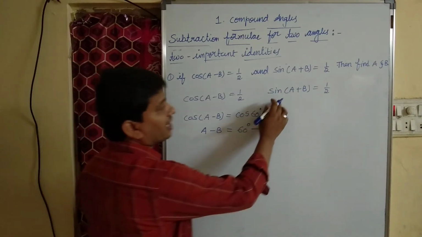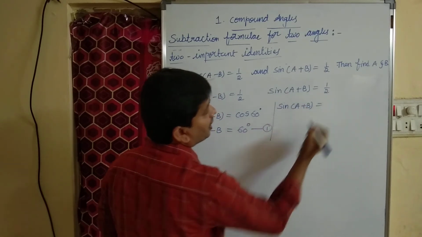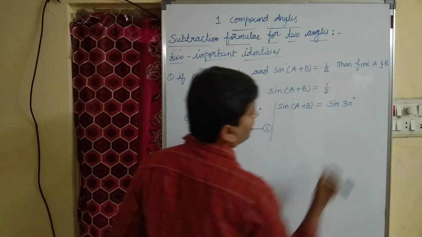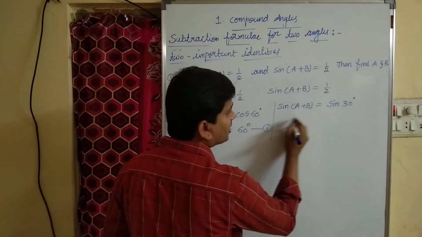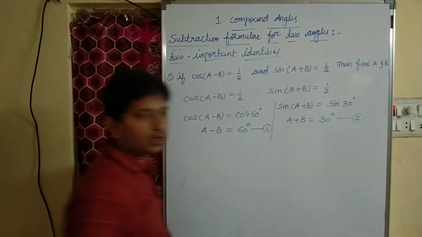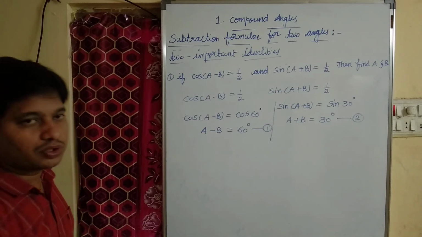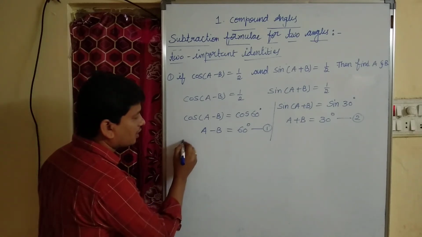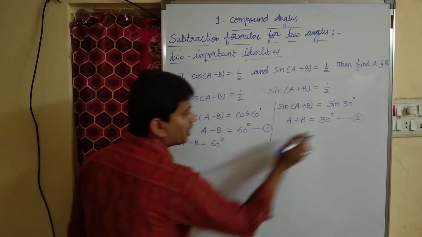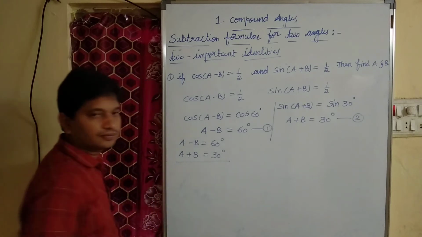Now coming to the second one, given sin of A plus B equal to 1 by 2. 1 by 2 is the value of what? Nothing but sin 30. As sin gets cancelled, A plus B equal to 30 degrees. This is our equation number 2. Now let us solve equation 1 and equation 2. Equation 1 is A minus B equal to 60 degrees and equation 2 is A plus B equal to 30 degrees, right?